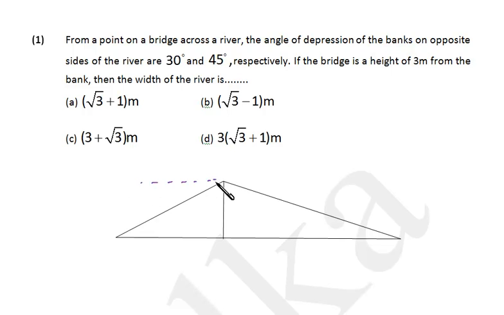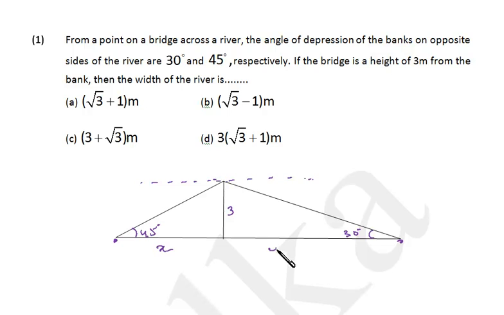So this is 45, so this must be 45, and this is 30, so this must be 30, right? And between these two, the smaller angle should be taken. That is, the angle which is farther from this point will be smaller. The angle which is closer to this point will be larger, right? If the bridge is at a height of 3 meter from the bank, this is 3 meter, we have to find out the width of the river. That means the distance between this point to this point.